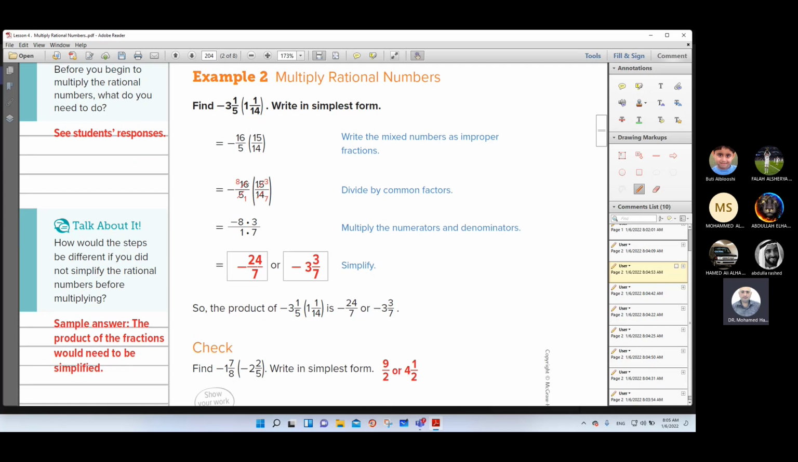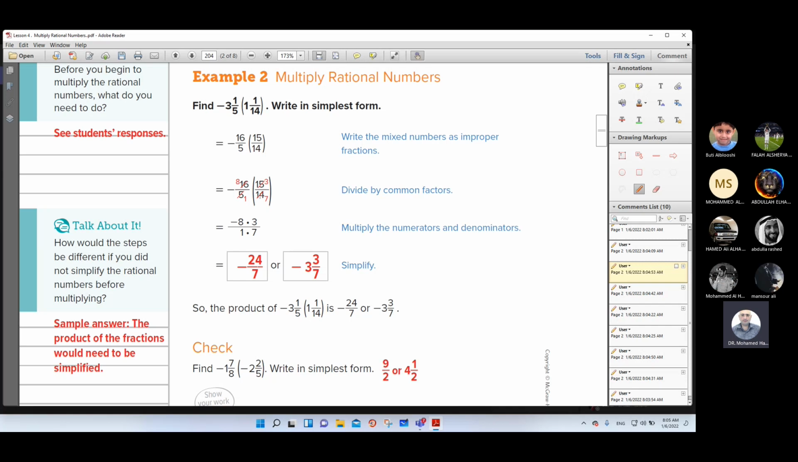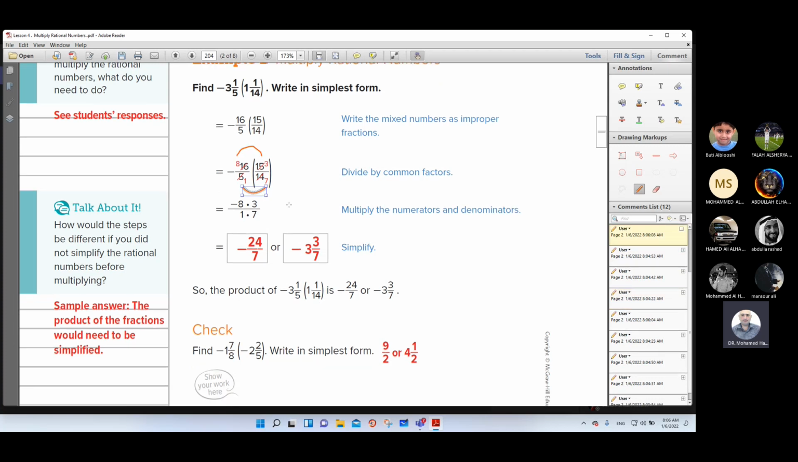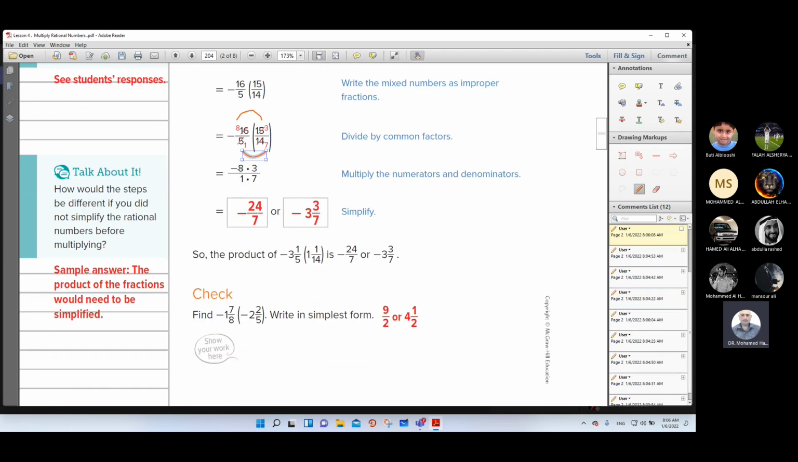If you divide 16 by 2, you will get 8, and if you divide 14 by 2, you will get 7. If you divide 15 by 5, you will get 3, and if you divide 5 by 5, you will get 1. So on top you have negative 8 times 3, and on the bottom you have 1 times 7. So negative 8 times 3 is negative 24, and 1 times 7 is 7.